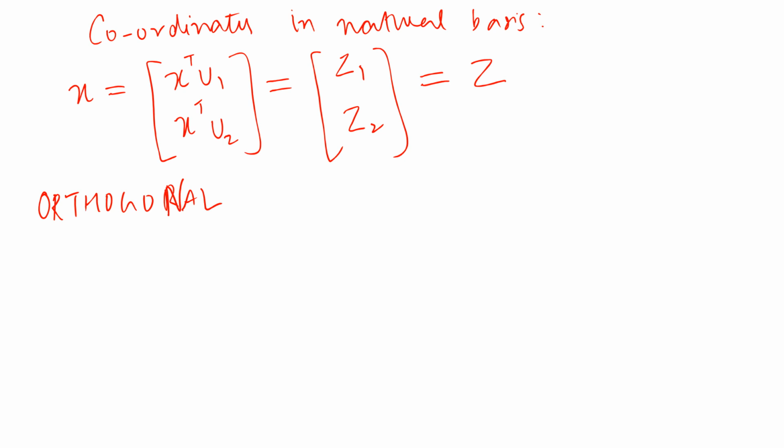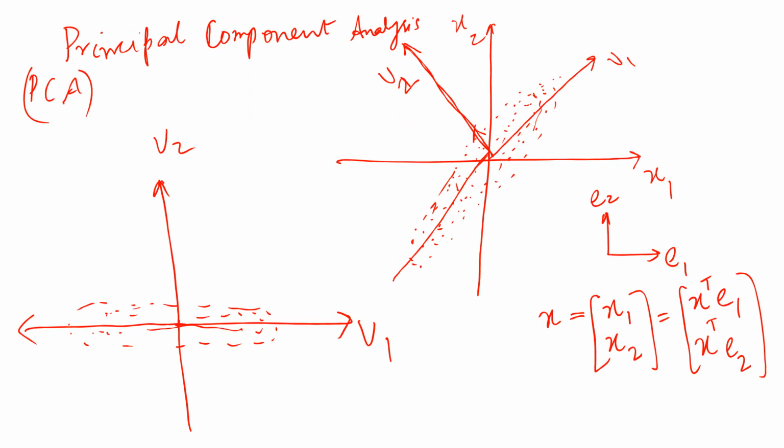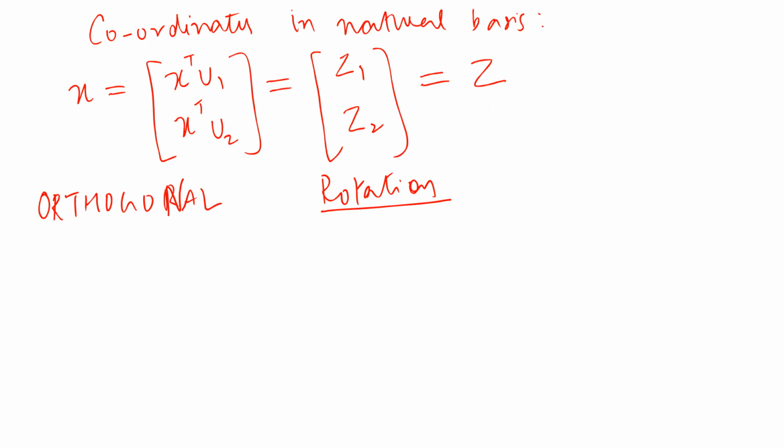What is essentially happening to my X? Some kind of rotation is happening to my X. I just did some kind of rotation, as you can see here, and I still have the same data. So how can we recover X? Well, X can be recovered like this: X is x1 e1 plus x2 e2, which can be z1 v1 plus z2 v2, because it's the same data, so we can recover X.